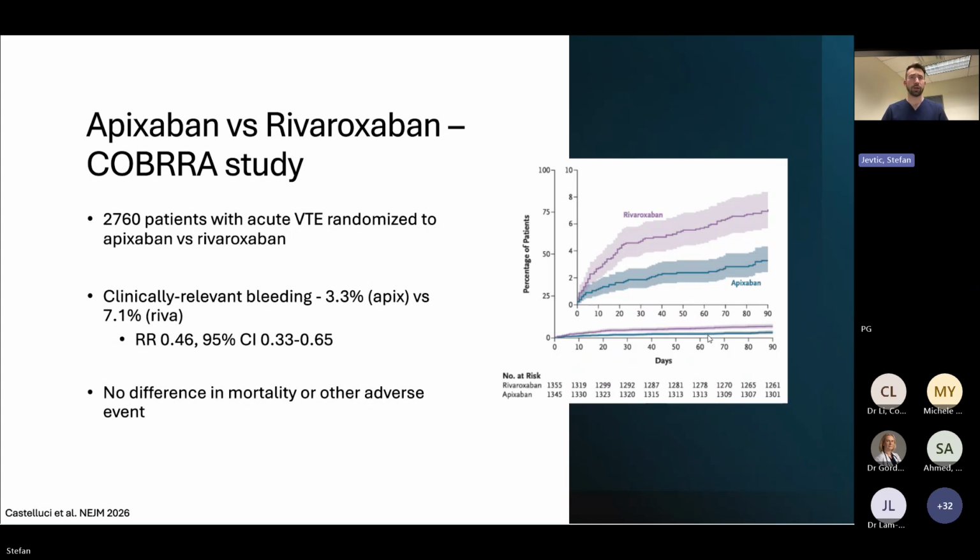So we now have trial data to support that apixaban has a superior bleeding profile to rivaroxaban. We're not really sure why, but we do now have a randomized trial, so in general I would favor apixaban for upfront start in patients. But if they are really non-compliant or it's too hard to take two pills a day, you can consider starting them on rivaroxaban, understanding that there is a slightly higher bleeding risk profile. Okay.